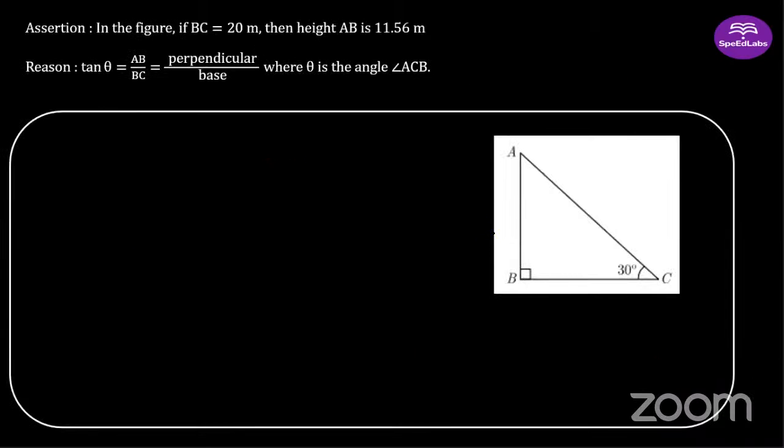Okay. So here we have an assertion and reasoning. In the figure, BC is equal to 20 meter. We are given a right angle triangle. So they have given BC is equal to 20 meter. Then height AB would be equal to 11.56 meter. Angle they have given as 30 degree.